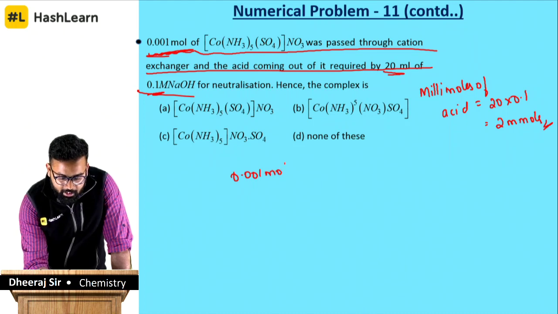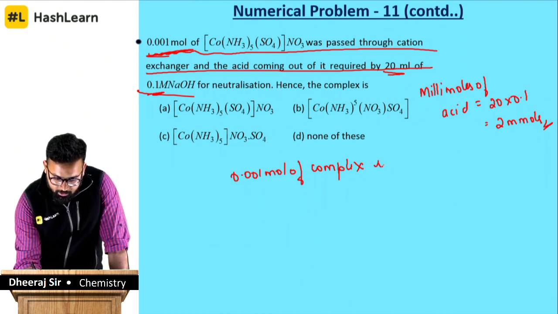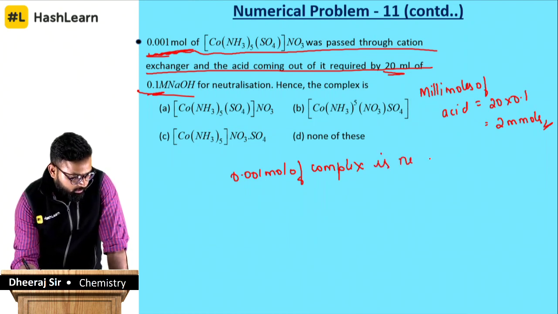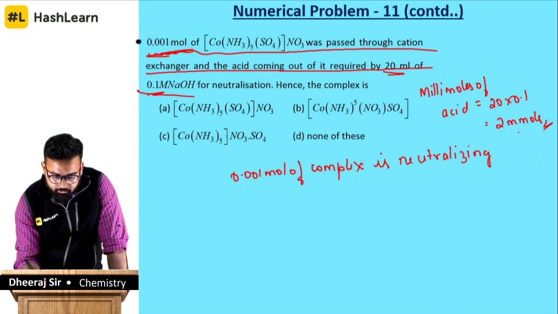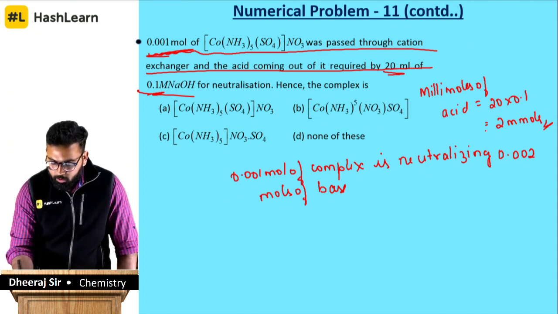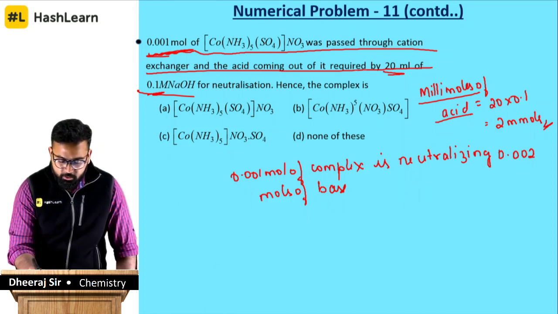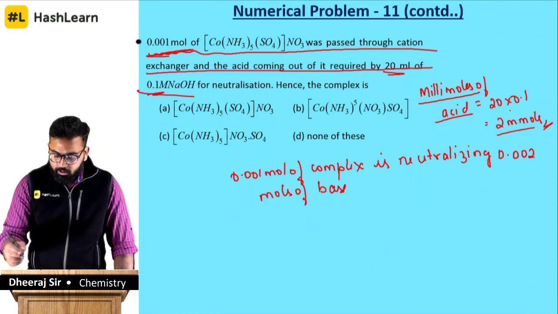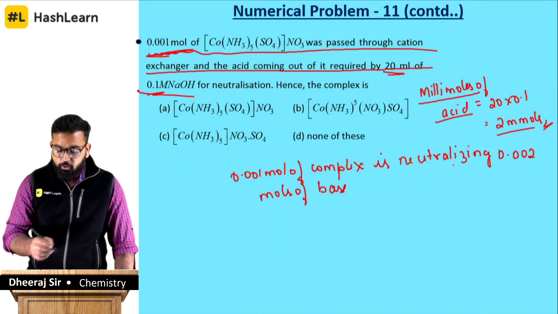which means that 0.001 mole of complex is neutralizing 0.002 moles of base, because we have calculated, no? What is the millimoles of acid? Millimoles of acid is equal to millimoles of base, which is neutralizing. So base is 20 into 0.1, which is 2. Therefore, the acid is also same, base is also same. So 0.001 mole of complex is neutralizing 0.002 moles of the base.